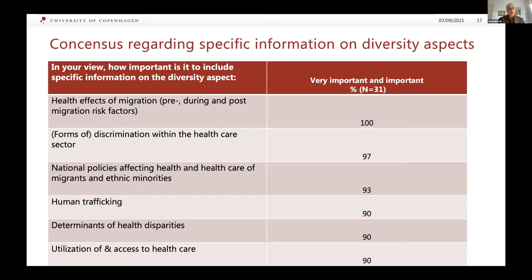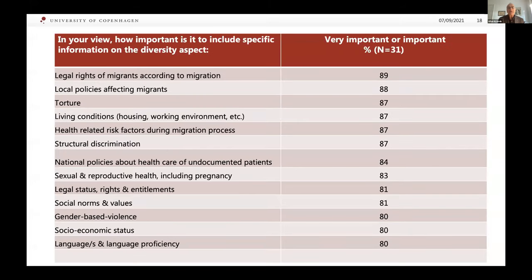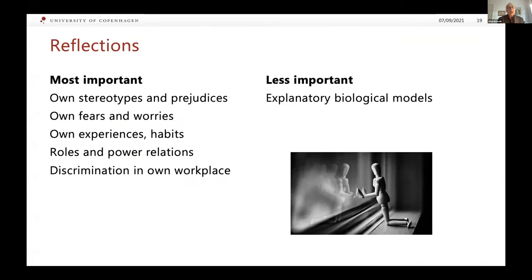Human trafficking is an important element. Determinants of health disparities should be included, and also issues regarding the utilization of and access to healthcare and barriers to this kind of access. Furthermore, a number of topics were also given high priority. I'm not going to go through all of them, but just mention a few: legal rights of migrants, local policies affecting migrants, torture, living conditions, health-related risk factors, structural discrimination, etc., were agreed as important issues in this group of experts.